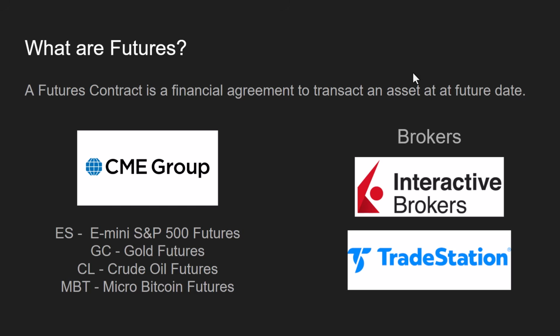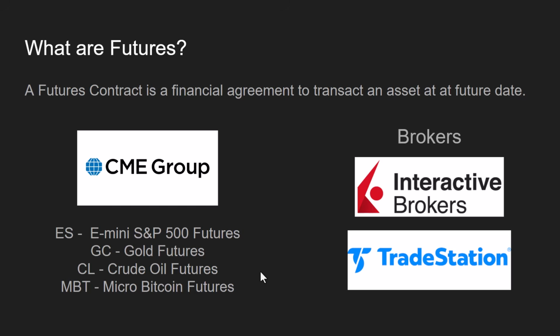So first, what are futures? Futures are a financial derivative, and they're basically just an agreement to transact an asset at a future date. And most commonly, people trade, for example, at the CME, where you can trade the E-mini S&P 500 futures, or if you trade commodities, you can also trade the gold futures or crude oil futures. Then you also have the possibility to trade Bitcoin, which is MBT.